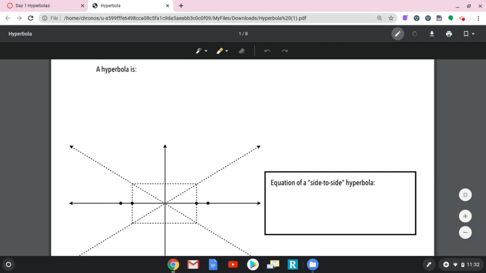Good morning, CP Pre-Calc. We are going to begin our last conic section for the year. So we're going to be talking about hyperbolas today.